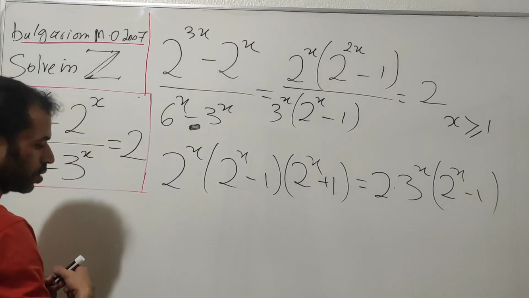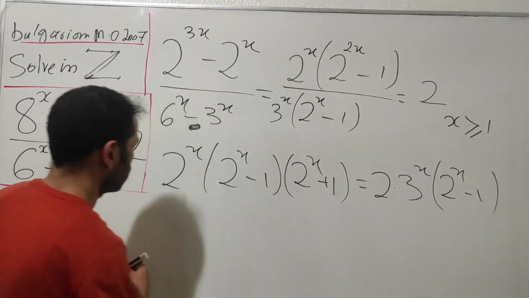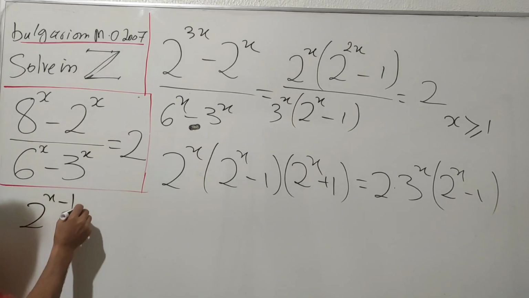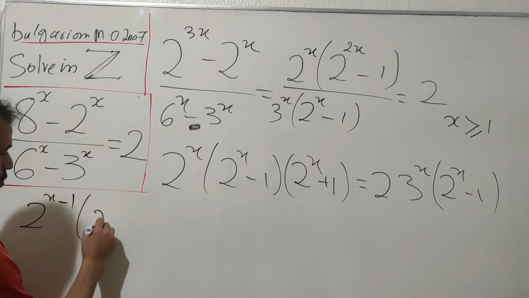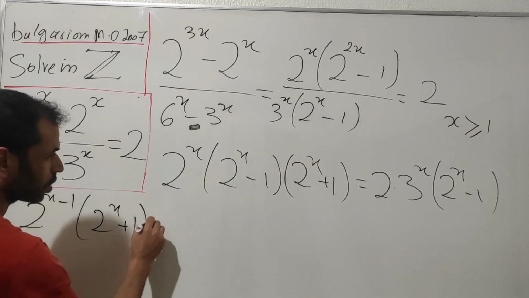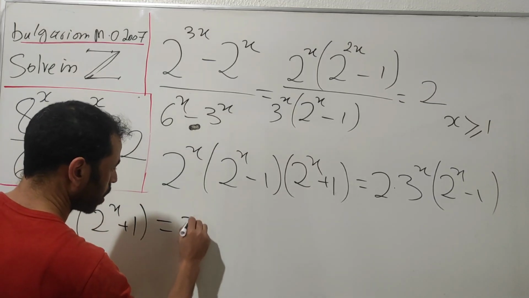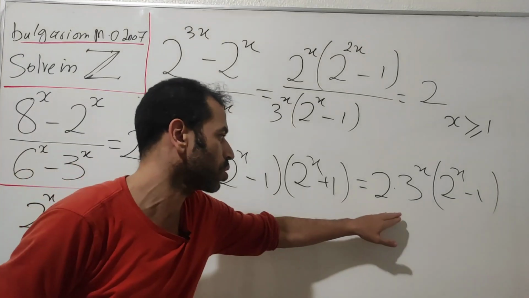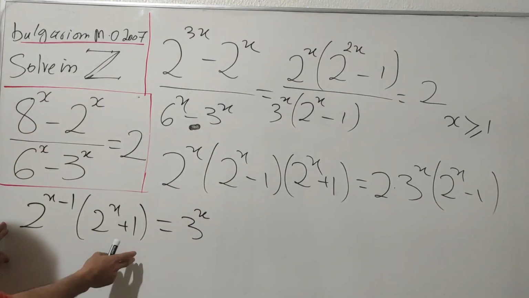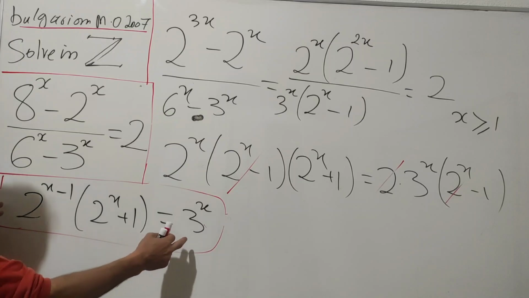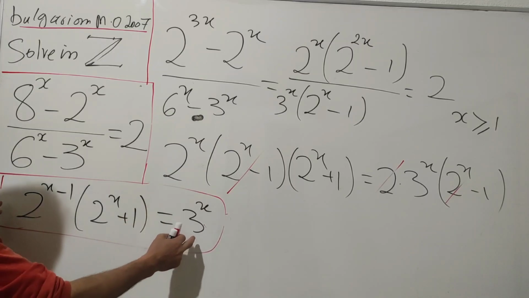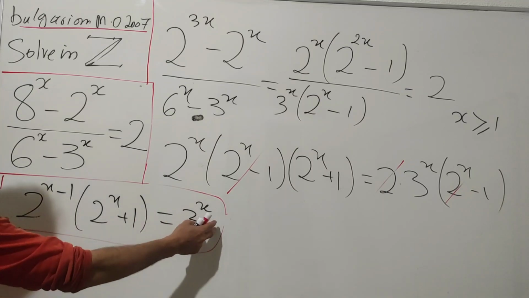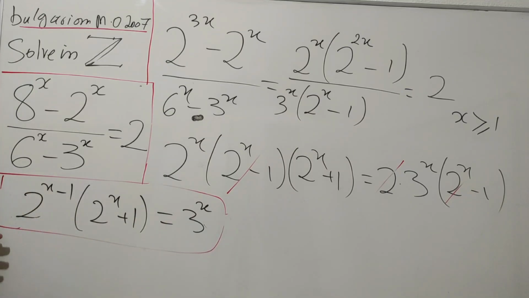That's simplifying this one and this one. I will be left with 2 to the x minus number 1, and I will be left with 2 to the x plus number 1, which equals 3 to the x. Because I already simplified those factors, I will be left with this following equation. Which condition are we going to build on this equation in order to show it's impossible? We cannot have the left and right hand sides with different parities.